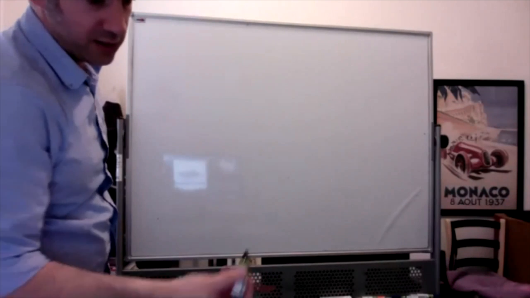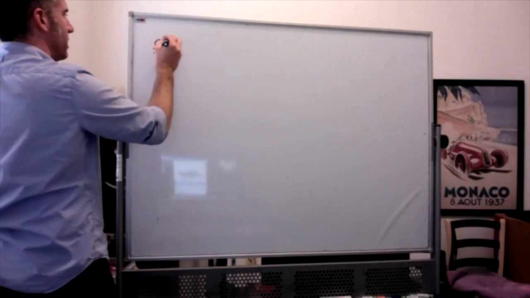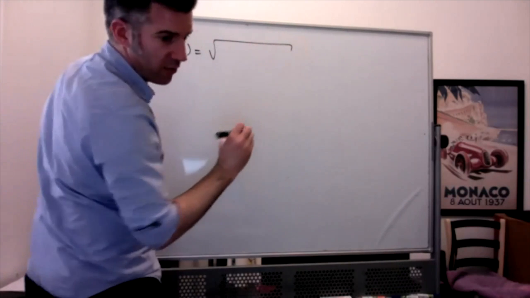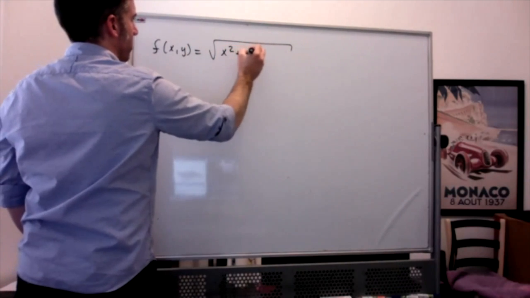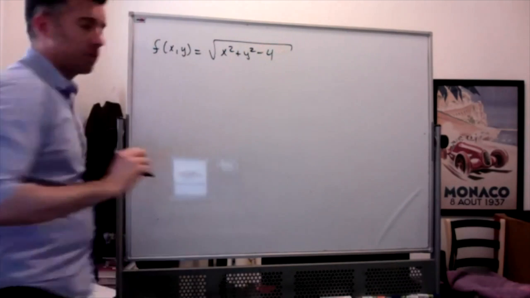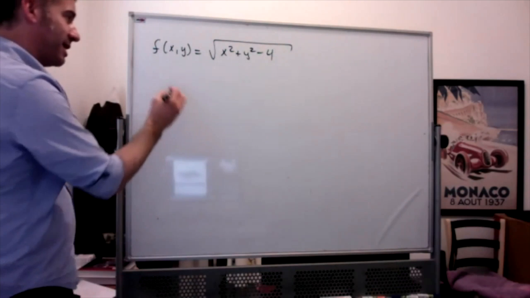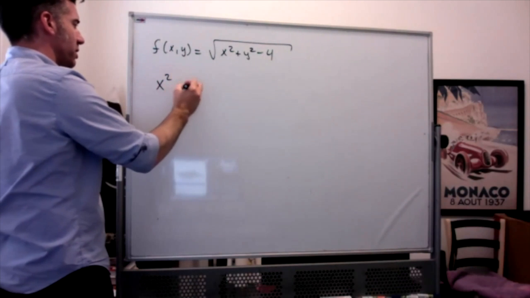So let's see here. Let's look at something similar to what we did in class today. f(x, y) equals the square root of x squared plus y squared minus 4. So as usual, we've got a square root. We're going to set the inside to be greater than or equal to 0.